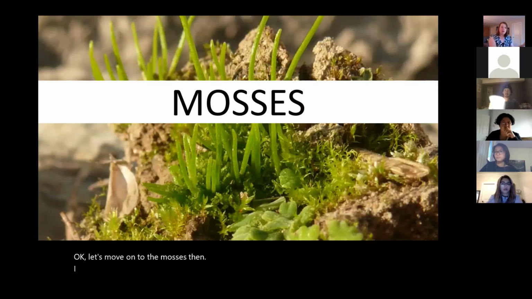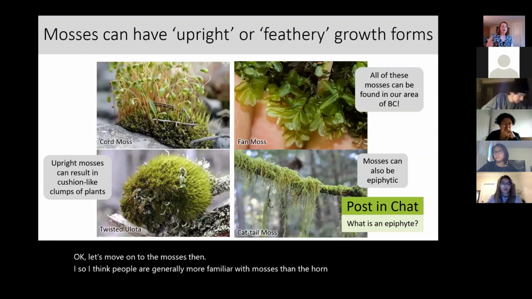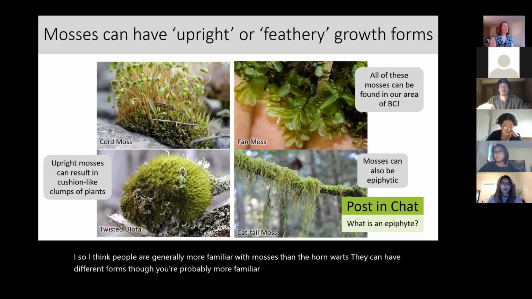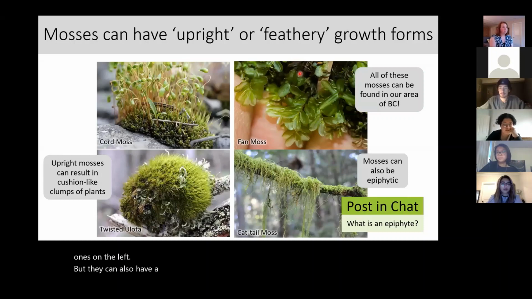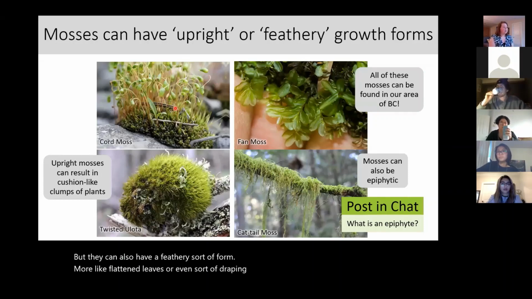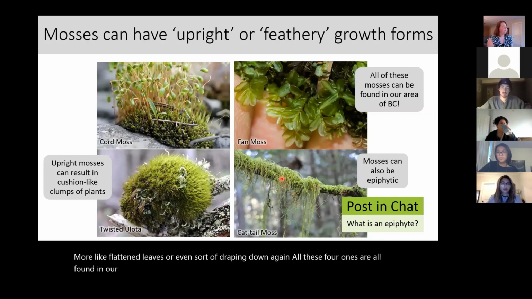So I think people are generally more familiar with mosses than the hornworts. They can have different forms though. You're probably more familiar with the upright variety, which are the ones on the left. But they can also have a feathery sort of form, more like flattened leaves or even sort of draping down. Again, all these four ones are all found in our area, so you can keep your eye out for them.